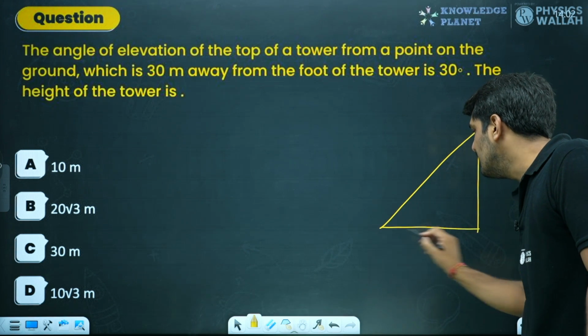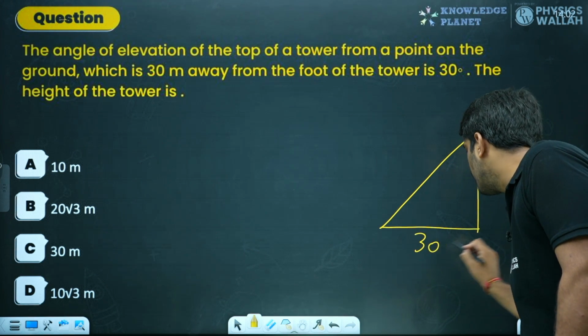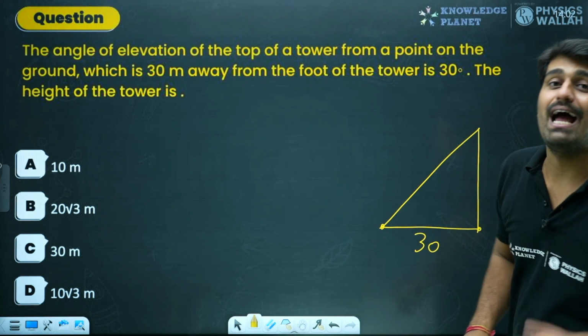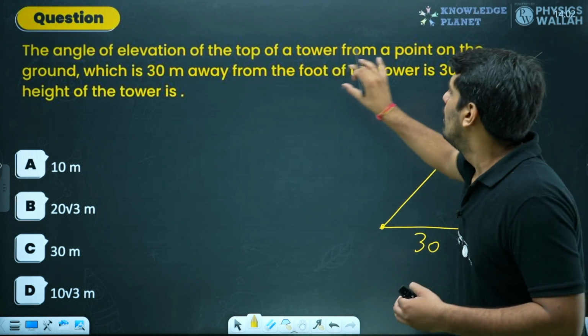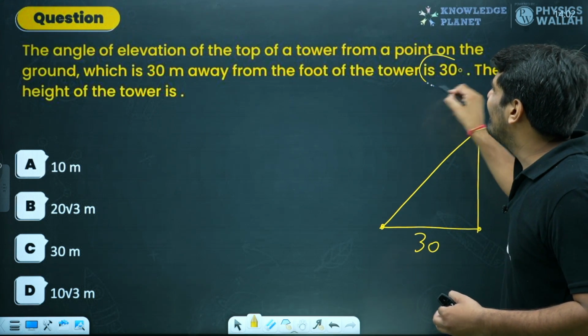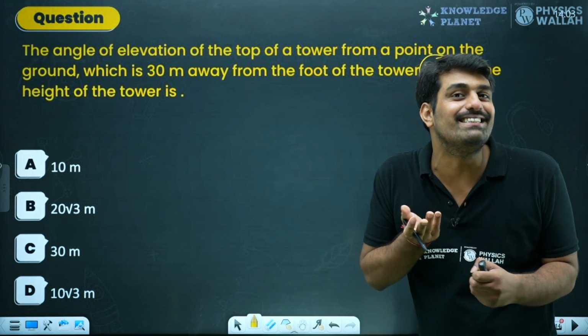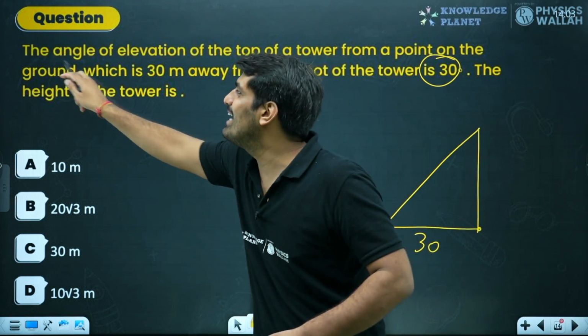So this is our 30 meter distance from the foot of the tower. This is our foot and this is where we are standing. The distance is given to us as 30 meters, and the angle of the tower is 30 degrees. What is 30 degrees? See, this is how they can confuse you. Such a long sentence they have given. They have told angle of elevation.